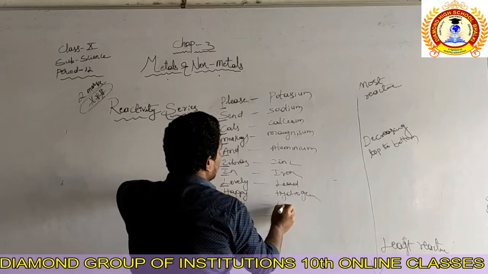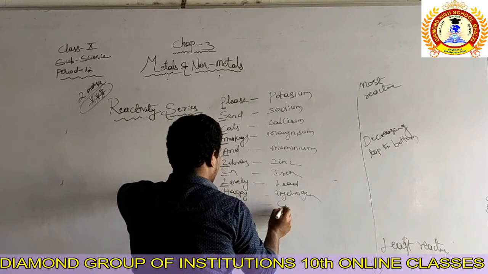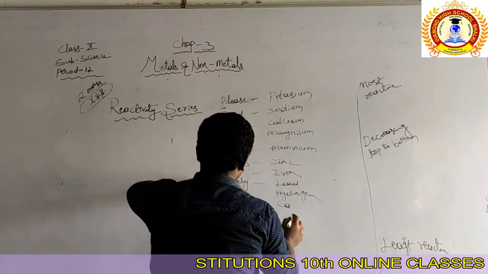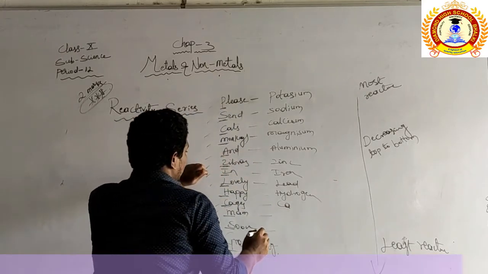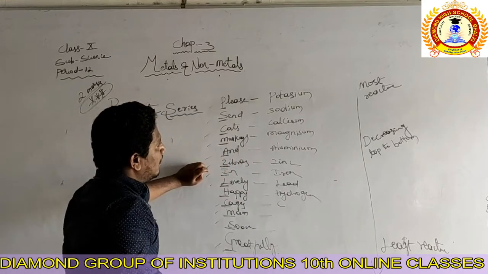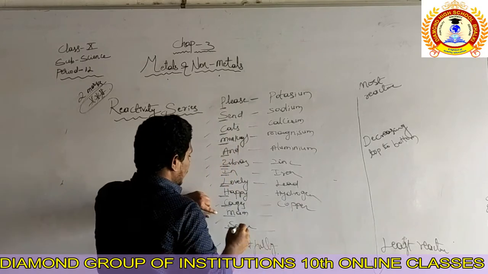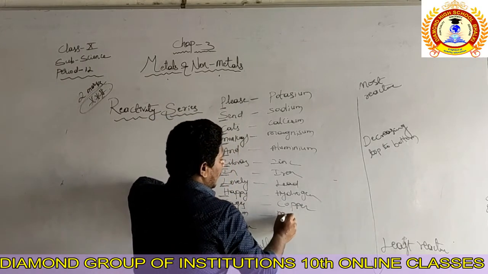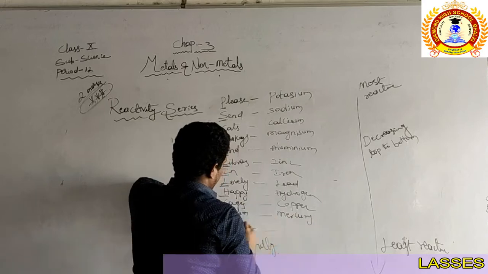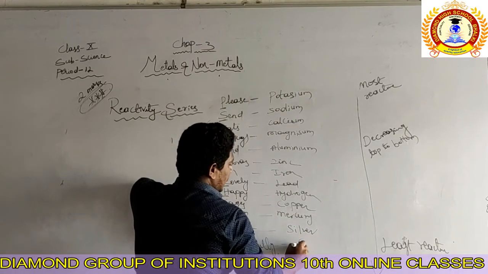Ca means... Ca. What is Ca here? Calcium. One more. Cobalt, no. Again on here, copper. Sorry, it's copper. Copper. Right. M, mercury. S, silver. G, gold.